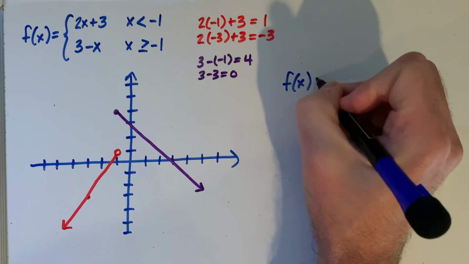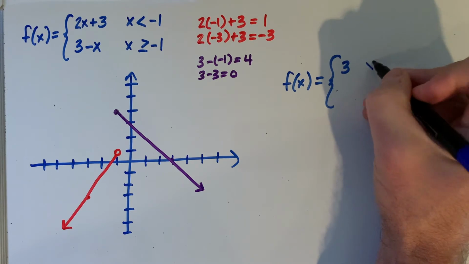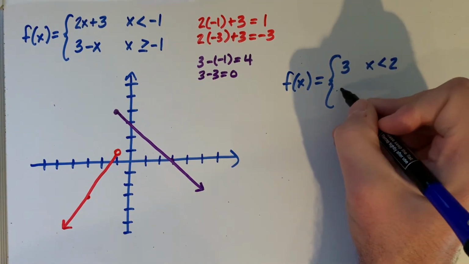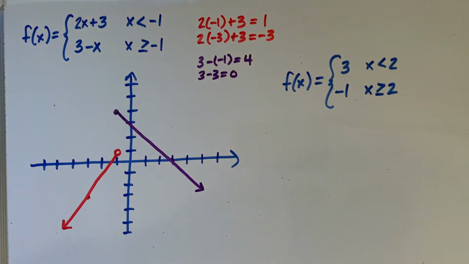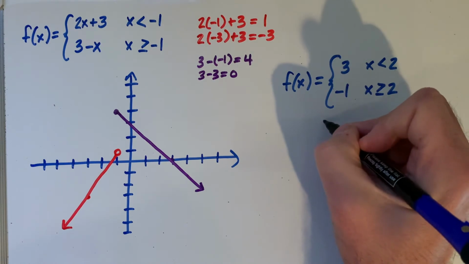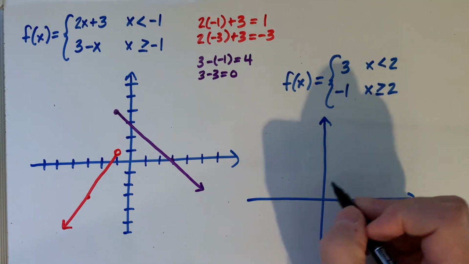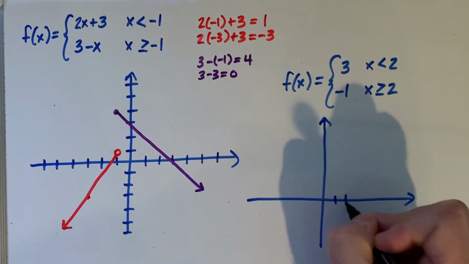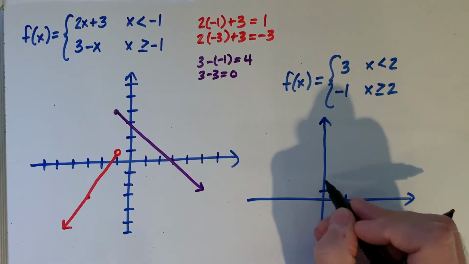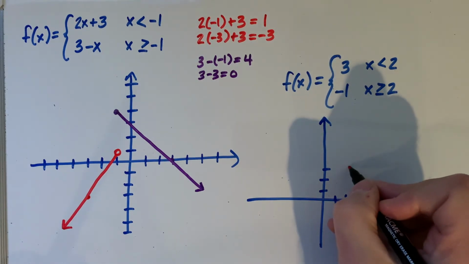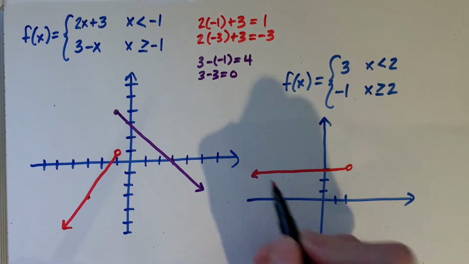Let's say that I had f of x equals, and then I was defining it to be 3 for x less than 2. And let's say I'm defining it to be -1 for x greater than or equal to 2. Okay, so these are also straight lines, but they're going to just be horizontal lines. So for values of x that are less than 2, we're going to be at 3 the entire time. So if I mark this off here, 1, 2, 3, I'm going to have, again, my open circle at 2, and it's going to be 3 the entire time.